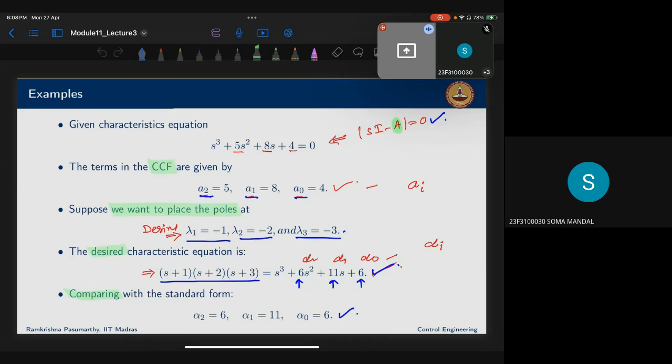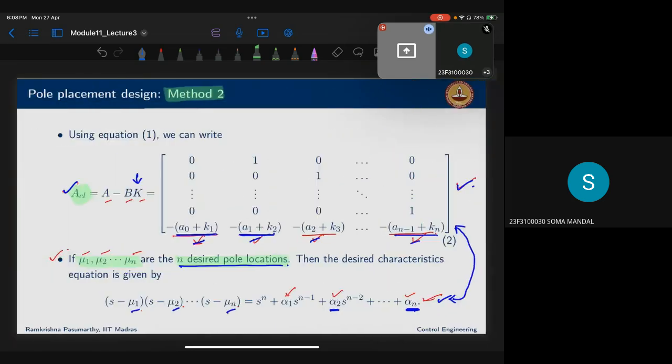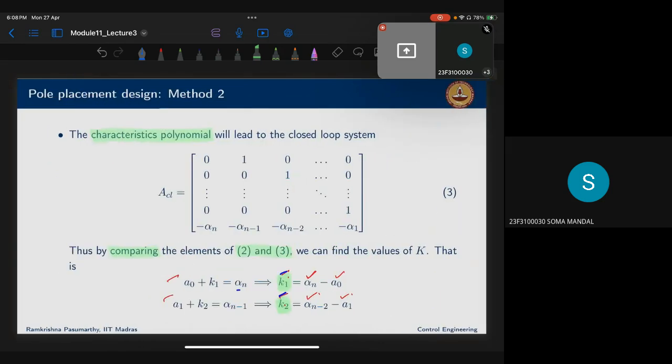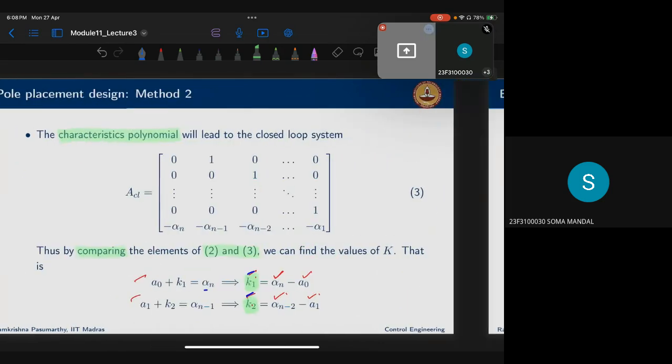This is method two. If the system is in controllable canonical form, you can find the K vector in this way. That is part of the pole placement technique.